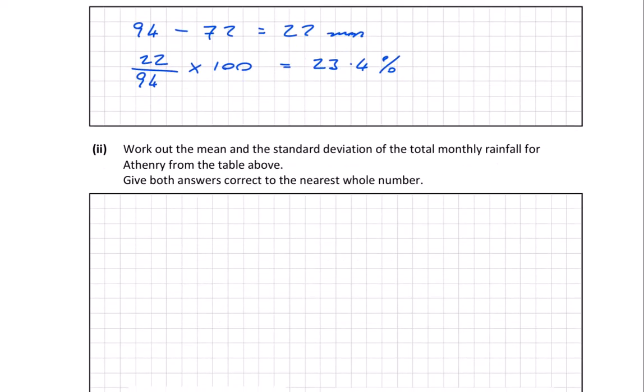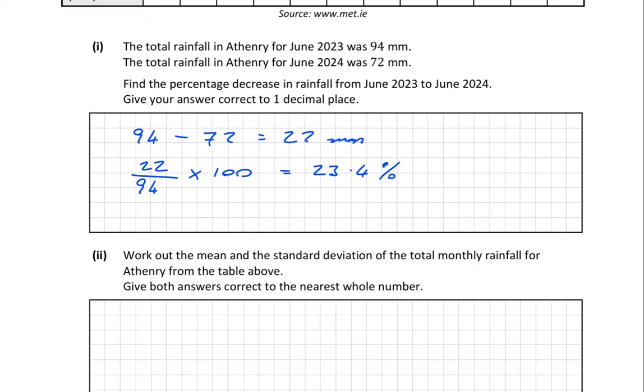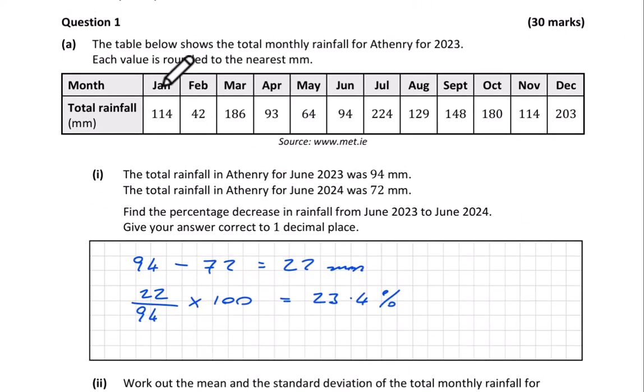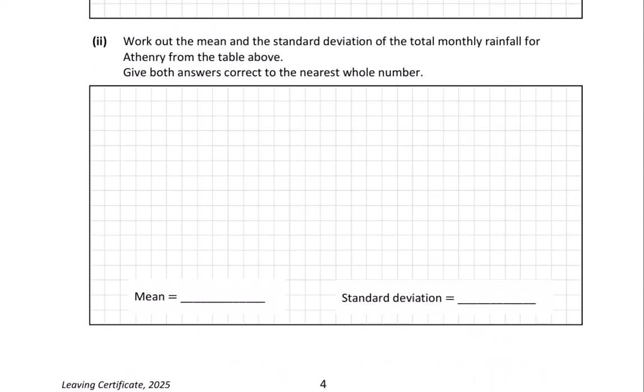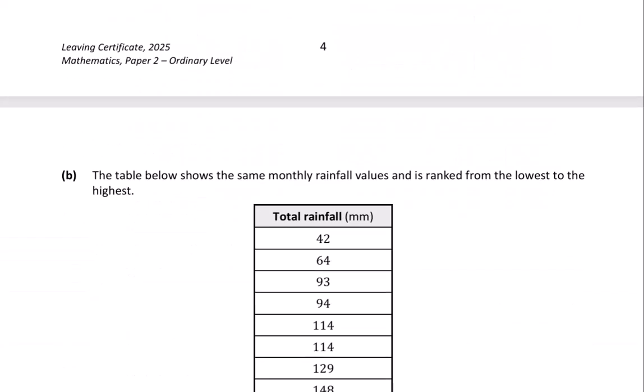So question 1 part A: work out the mean and the standard deviation of the total monthly rainfall for Athenry from the above table. Give both answers correct to the nearest whole number. The way I did this one is just to put all of these values along here into my calculator and let the calculator do the work. I'm not going to go through that because it varies from calculator to calculator, but I got a mean of 133 millimeters and a standard deviation of 54 millimeters. So that's it for part A.